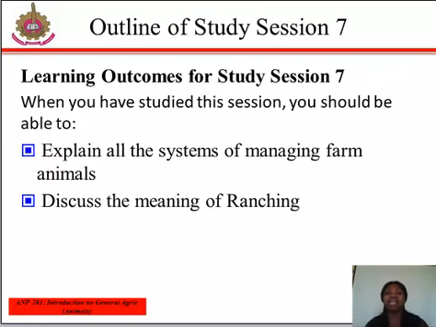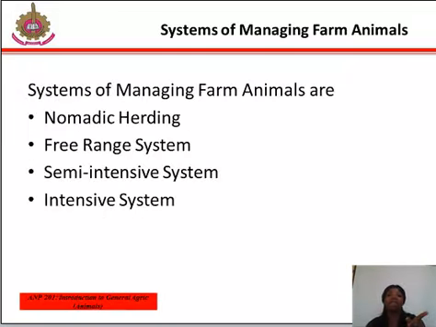So at the end of this study section, you should be able to explain all the systems of managing farm animals. You should be able to discuss the meaning of ranching. So let's take this learning outcome one after the other.